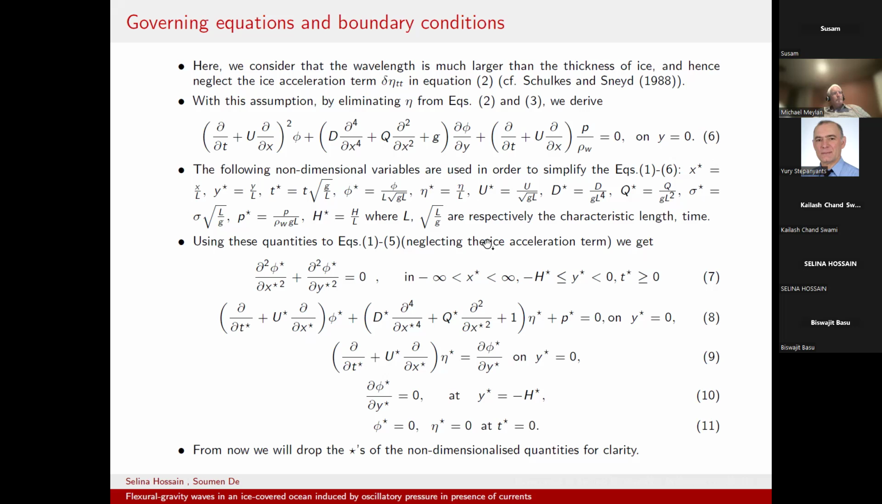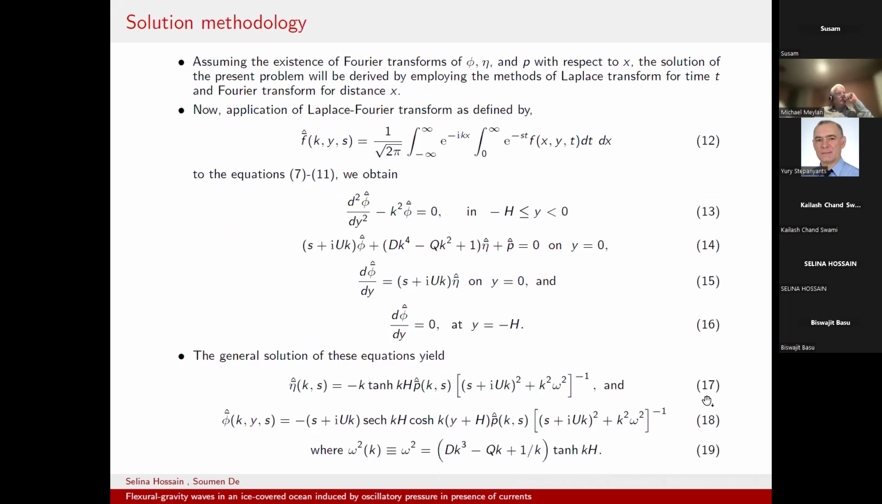Now the following non-dimensional variables are used to simplify the equations, by considering a characteristic length capital L and characteristic time root over capital L by g. Using these quantities, we have non-dimensionalized the equations, and the dimensionless form of the governing equations are given in equations 7 to 11. We will solve these equations by the Fourier transform and Laplace transform method.